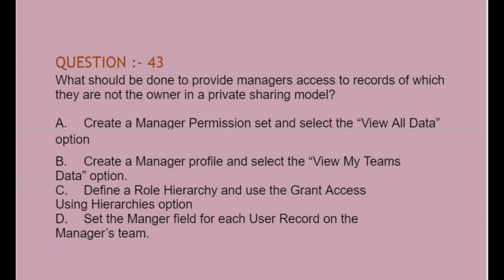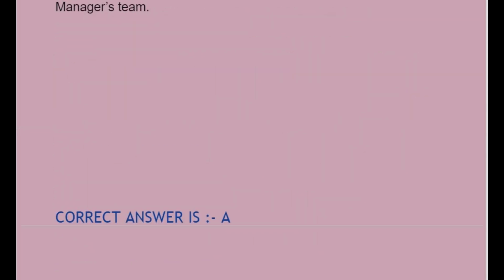Question is what should be done to provide managers access to records of which they are not the owner in a private sharing model? Option A, create a manager permission set and select the view all data option. Option B, create a manager profile and select the view my team's data option. Option C, define a role hierarchy and use the grant access using hierarchies option. Option D, set the manager field for each user record on the manager's team. Correct answer is option A.